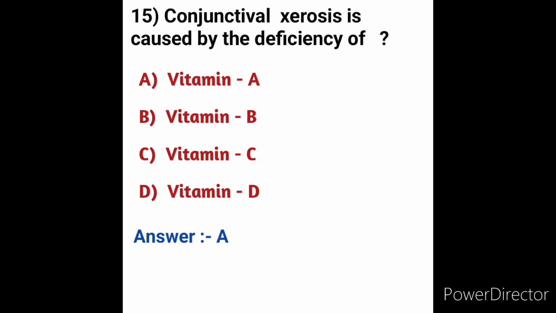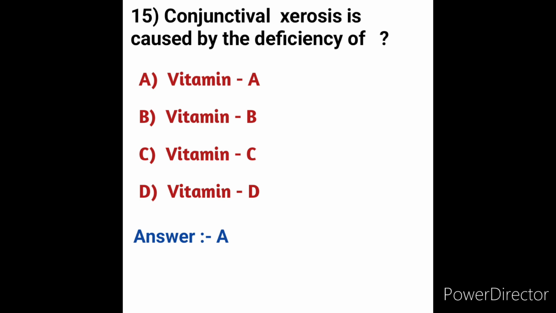Next, move on to question number 15. Conjunctival xerosis is caused by a deficiency of. We will see the options here. Actually, conjunctival xerosis relates to eye deficiency. For eye disorders, the deficiency is most probably vitamin A. Option A, vitamin A. Option B, vitamin B. Option C, vitamin C. And option D, vitamin D.